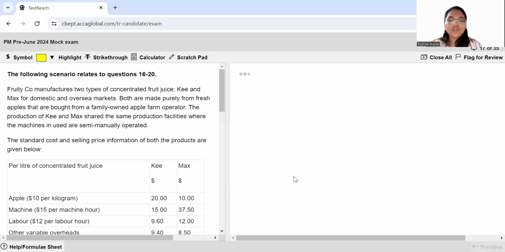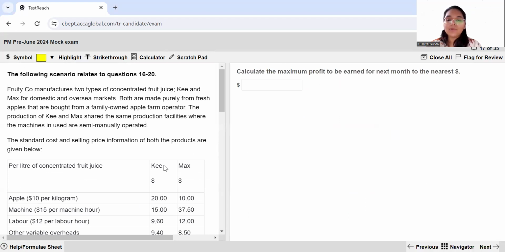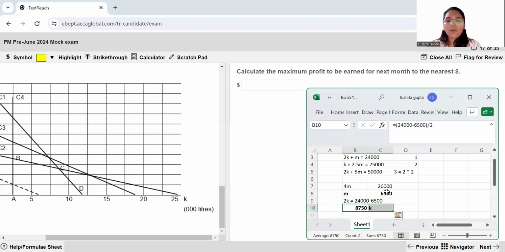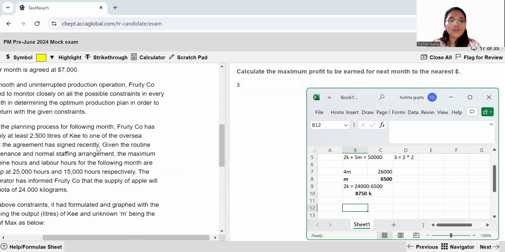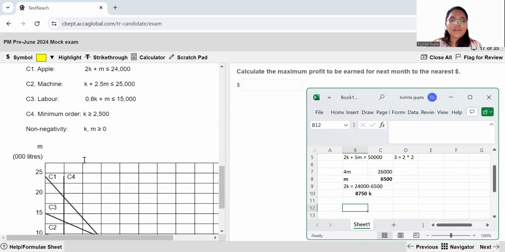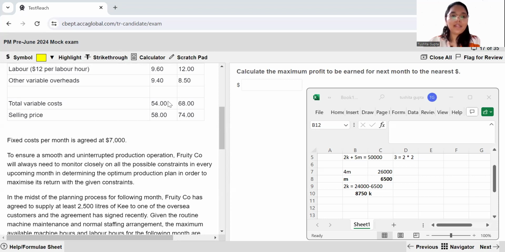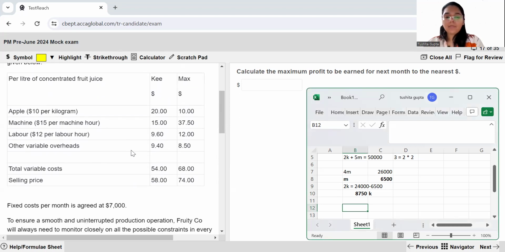Moving ahead to the next question, you have to calculate the maximum profit to be earned for the next month to the nearest dollar. So we've already found out the optimum production plan. Let us find out the contribution, and then from that I will subtract my fixed cost to arrive at the profits. So over here, I have the total variable cost as well as the selling price. My apologies, let's first find out the total contribution. So contribution for K and then M.